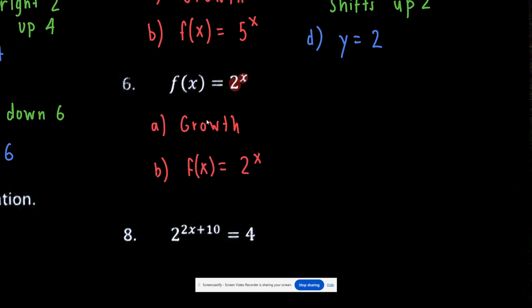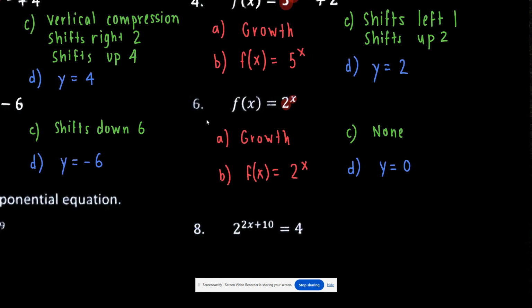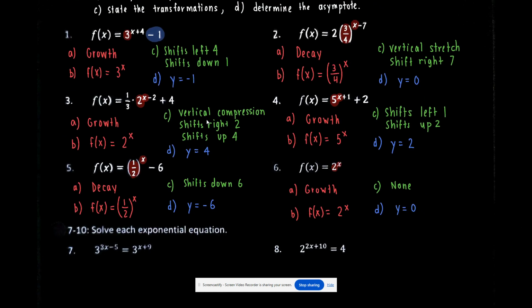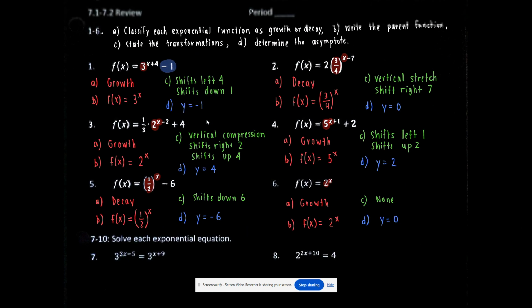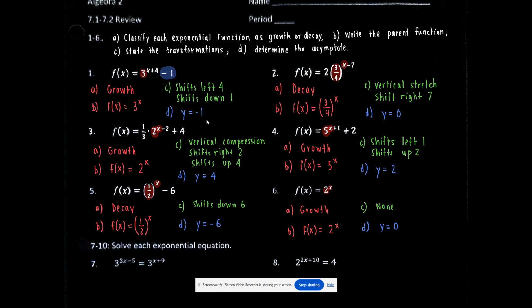Therefore, it has literally no transformations. None. Right? And if it had no transformations, that means it did not have a vertical shift. So therefore, it was unchanged. So y equals 0. I'm not going to give you one that easy, but that is answering all the questions for the new instructions that I gave you.